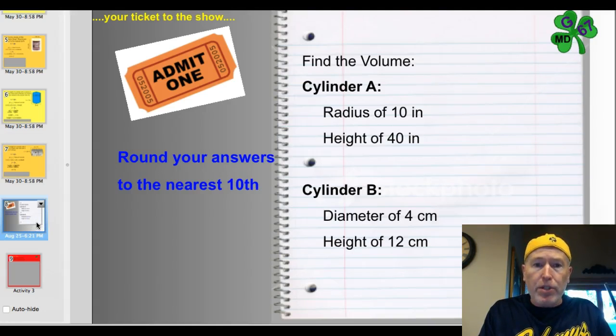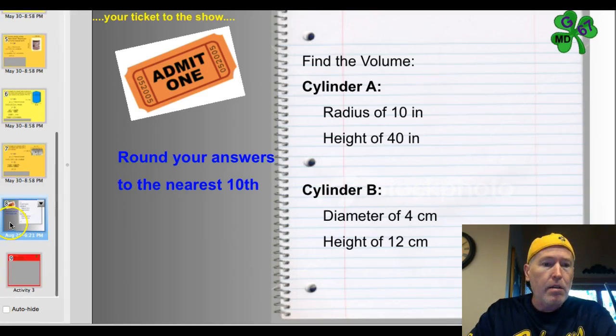All right, I think it's time for the ticket to the show. We've got 2 cylinders here. I'm going to have you round your answer to the nearest tenth. So cylinder A, radius 10 inches, height 40. Cylinder B, diameter of 4 centimeters, height of 12. Be careful of the radius and the diameter. Make sure you're not just blindly plugging those in. Make sure you're thinking about which one you use. Pi r squared, my young friend.